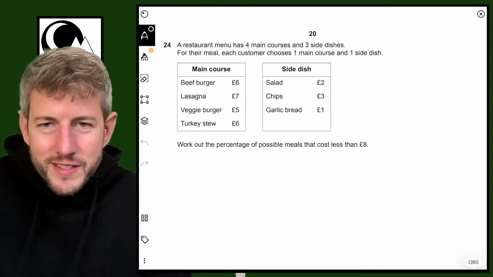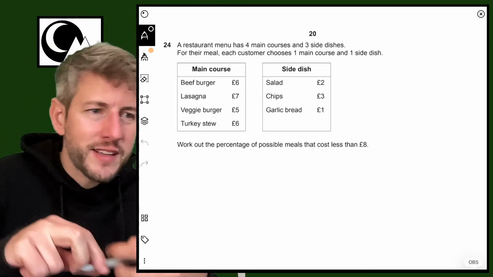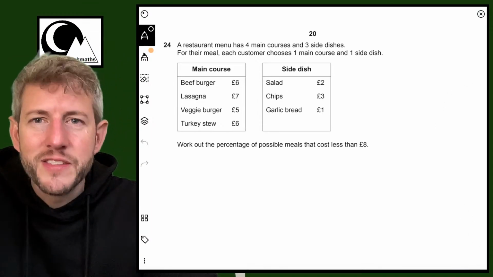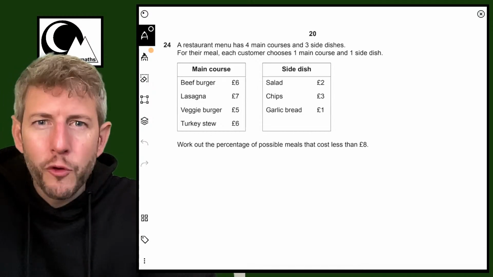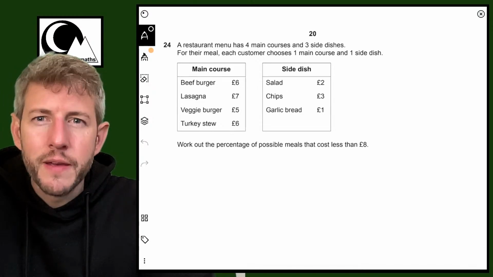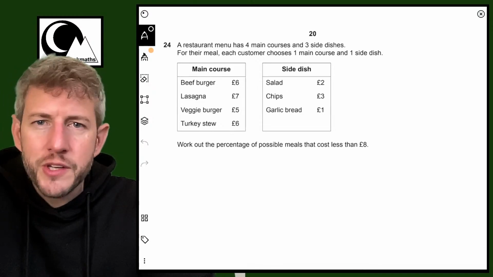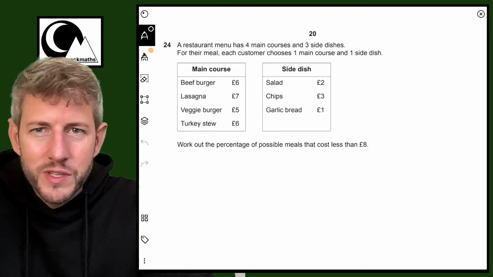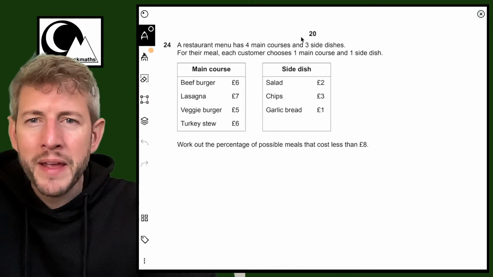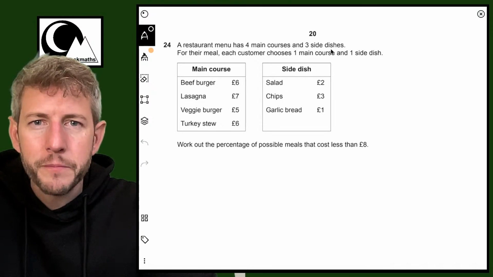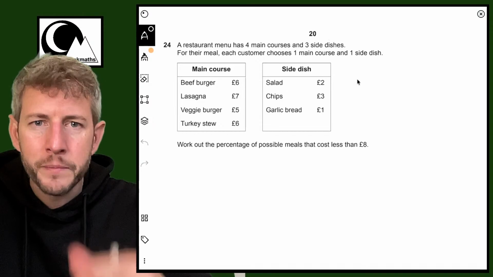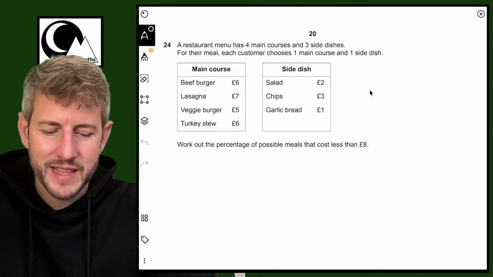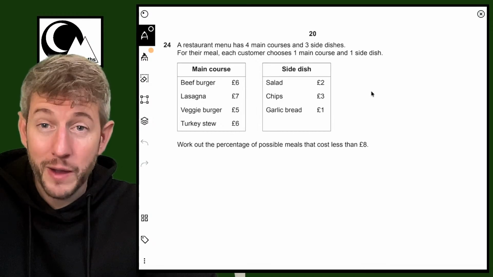Okie dokie, right, let's take a look at this next question here. So what I've got here is it says a restaurant menu has 4 main courses and 3 side dishes for their meal. Each customer chooses one main and one side. Okay, so the main courses, we've got these things here, and the side dishes, we've got these things here. Work out the percentage of possible meals that cost less than £8.